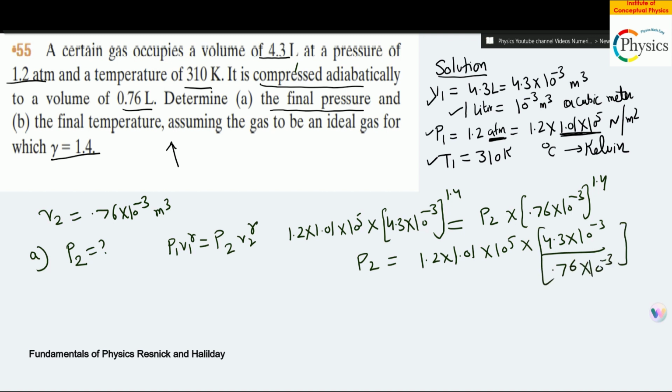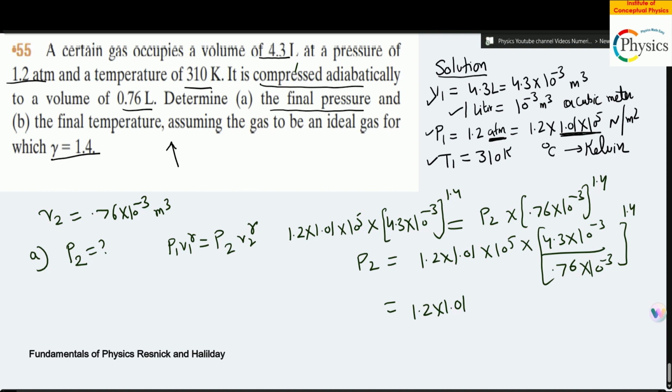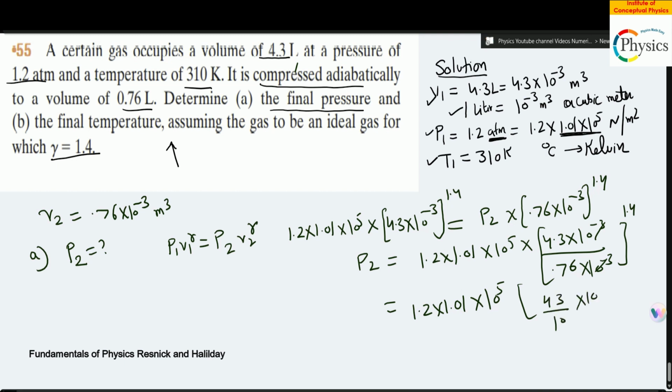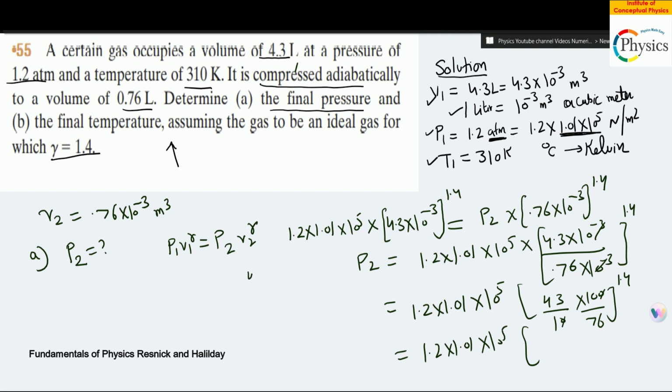I'm putting this as common, and this is 1.2 into 1.01 into 10 raised to power 5. This goes away. So you're left with 43 by 10 multiplied by 100 upon 76 raised to power 1.4, is equal to 1.2 into 1.01 into 10 raised to power 5. Okay, so this goes away. So this is 43, this is 76. We will need to solve. We will have to calculate 430 divided by 76, right? So this is 430 divided by 76.